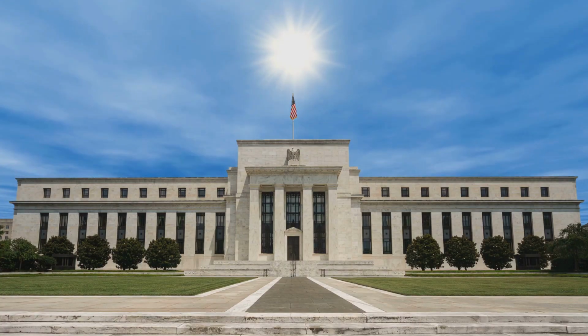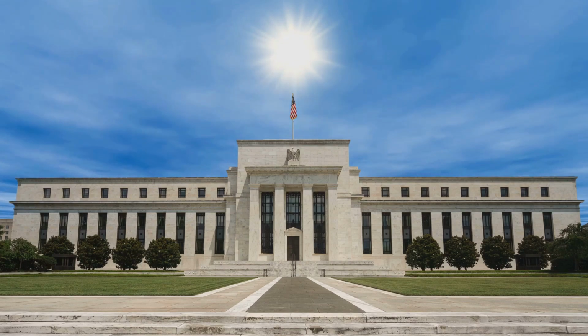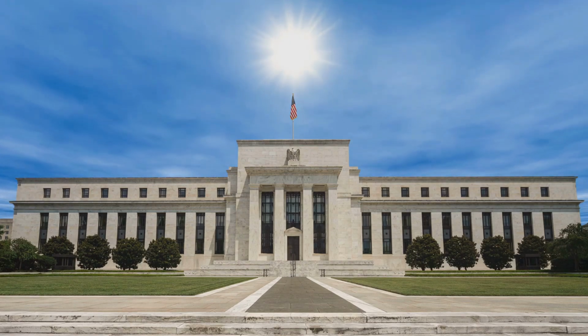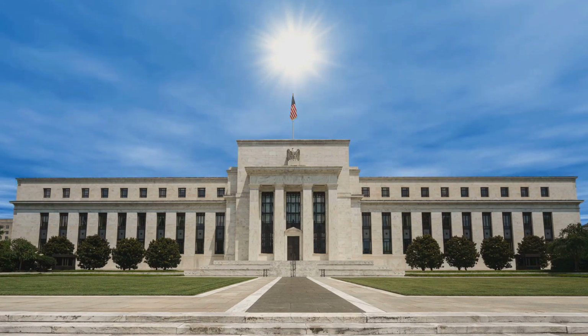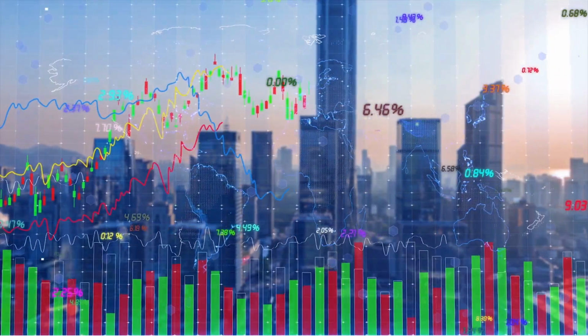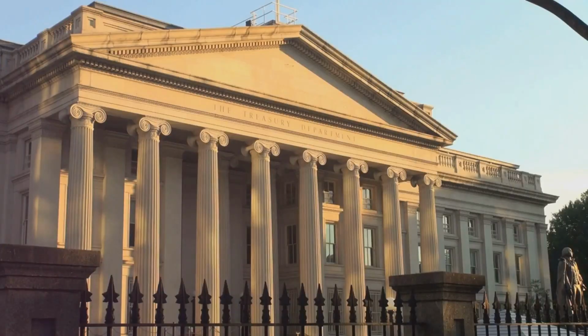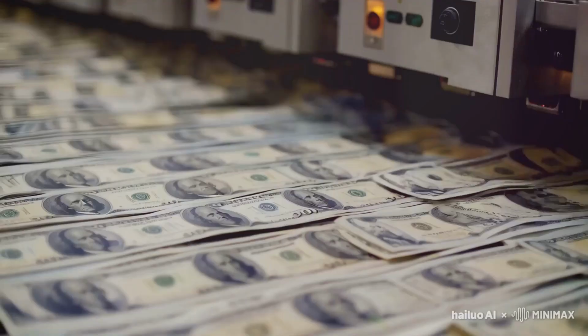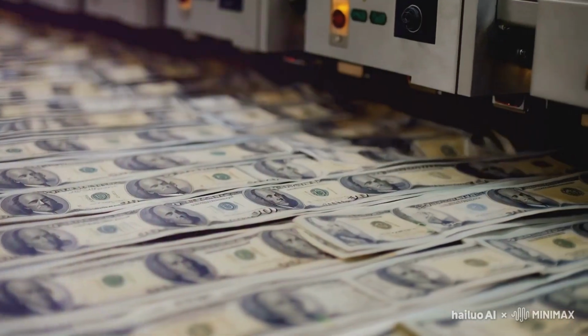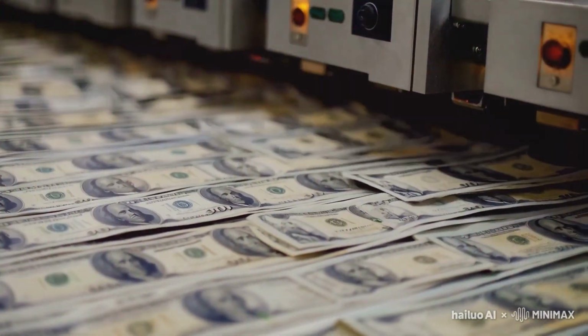First off, the Federal Reserve, or simply the Fed, serves as the central banking authority of the United States. Think of it as the backbone of the financial system, ensuring stability and growth. It acts as the fiscal agent for the US government, safeguards the reserve accounts of commercial banks, and manages the nation's money supply.